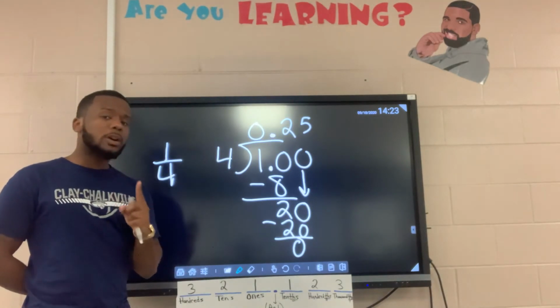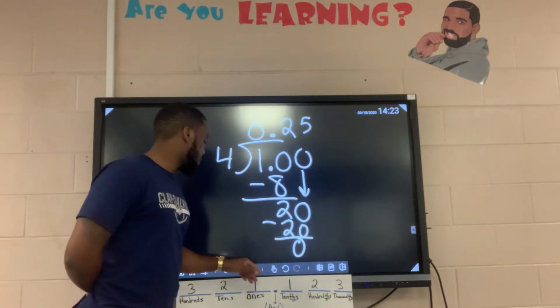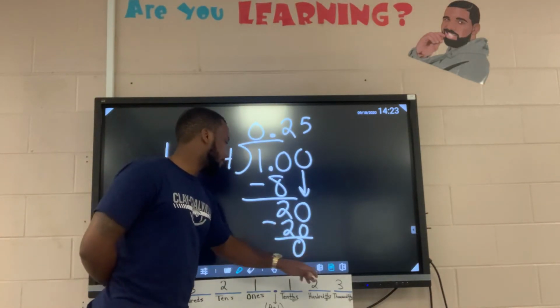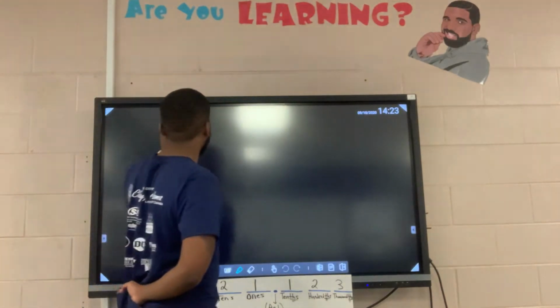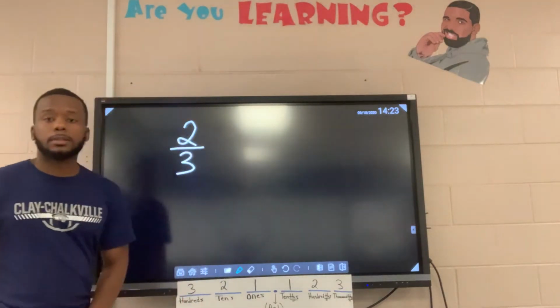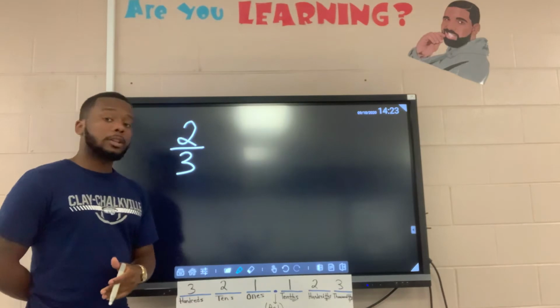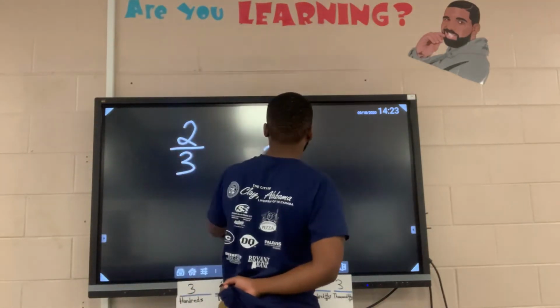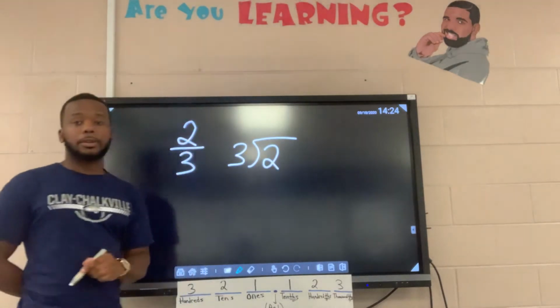Let's try one more. Let's look at one more. And it'll follow the exact same pattern. Let's look at 2/3. Now you set it up. You should have 2 being divided by 3.